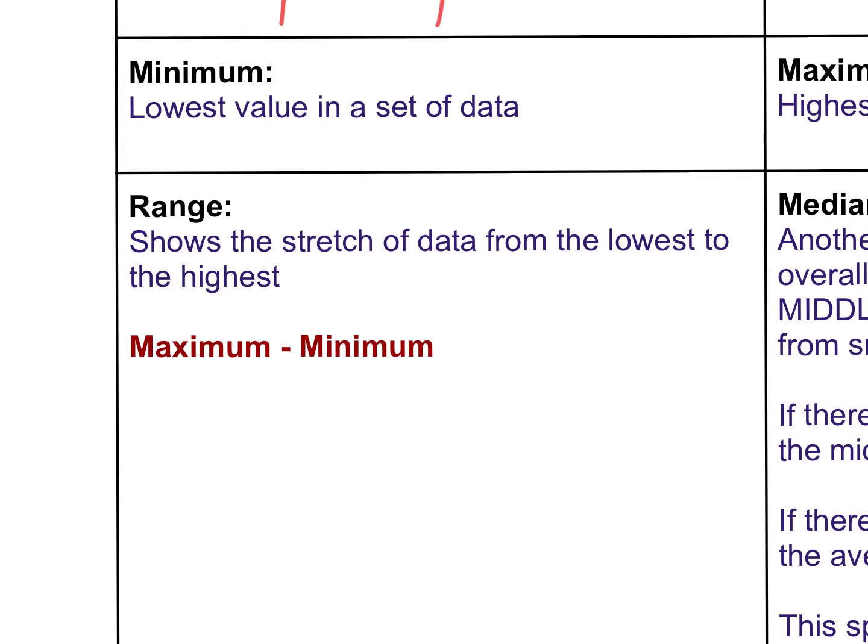The range. This is one that Desmos actually won't do. Okay, it is up on the board though. Range is just your maximum minus your minimum. Okay, so Desmos is going to tell you what your max and min are. They're also very easy to find. But to find the range, you're just subtracting your high point minus your low point. Okay, make sure we know that.